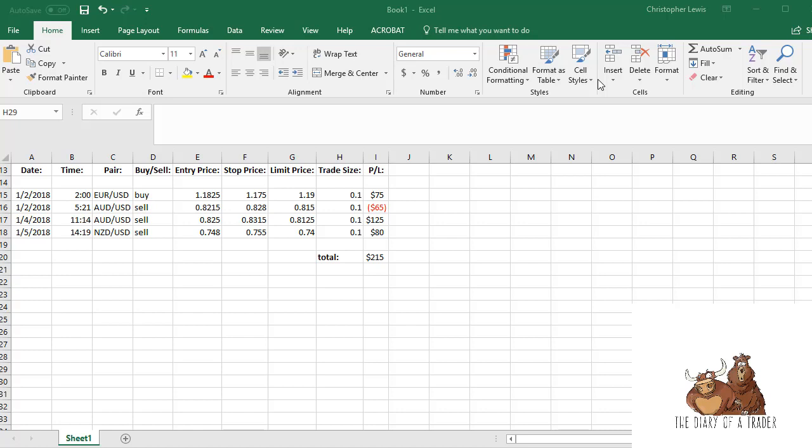This gives you an idea as to what has been working and what has not been working for you, as well as whether or not you've been over trading, which is something a lot of us have been guilty of more than once. The easiest way to make a trading journal is to use Microsoft Excel right along with Microsoft Word.